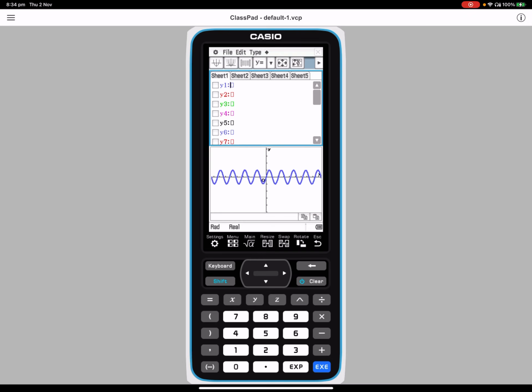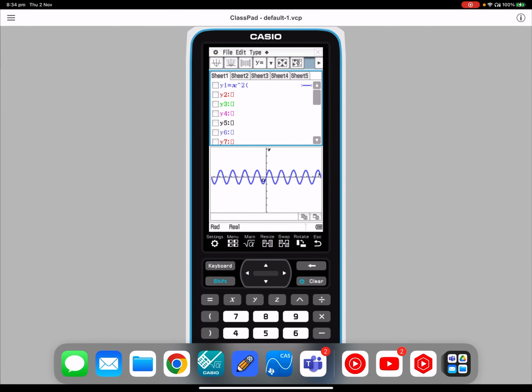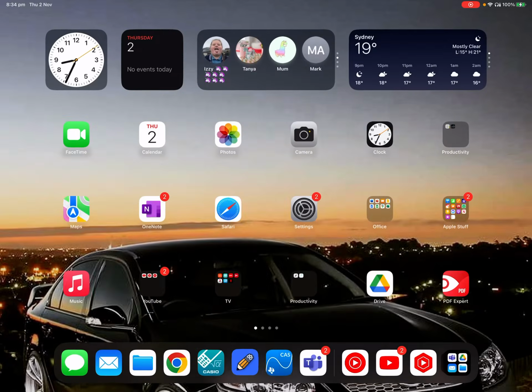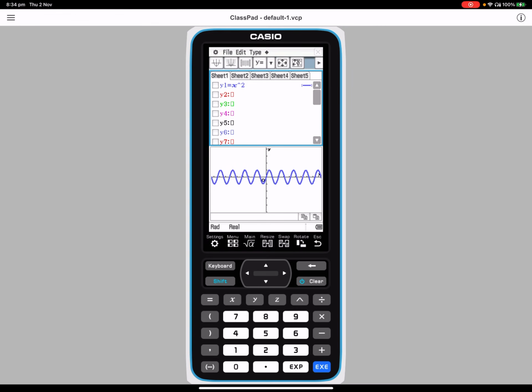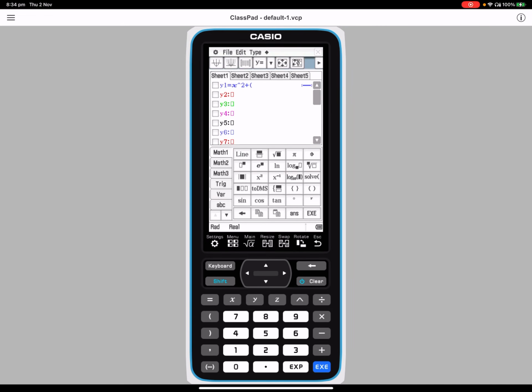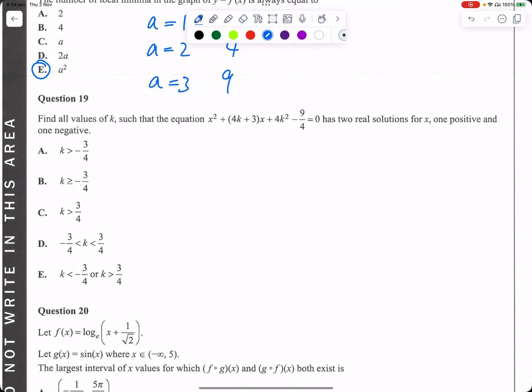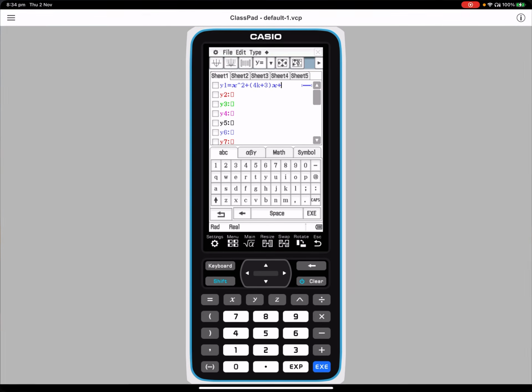So I think the best thing to do would just sketch it and graph it dynamically. What was it? 4k plus 3x, get rid of that z, and then plus, what was it? 4k squared minus 9 and 4, 4 squared minus 9.